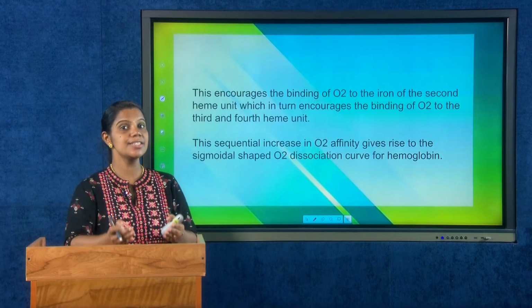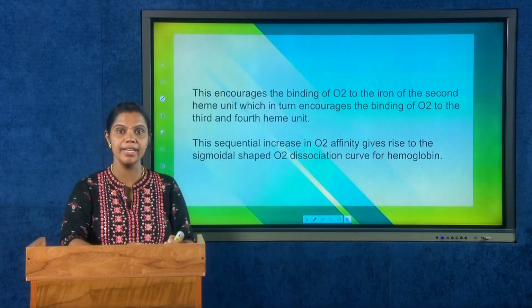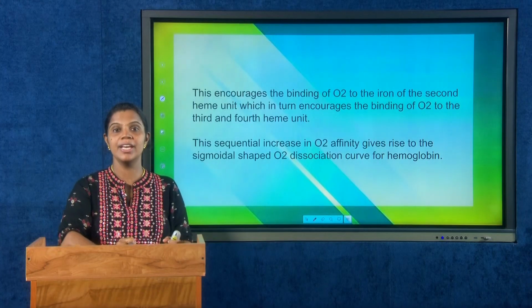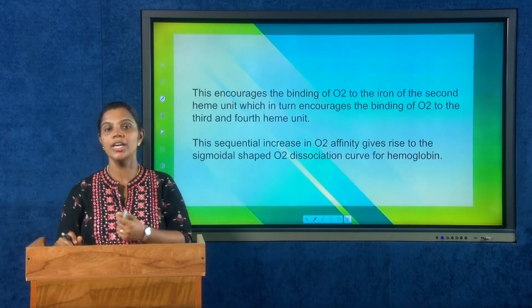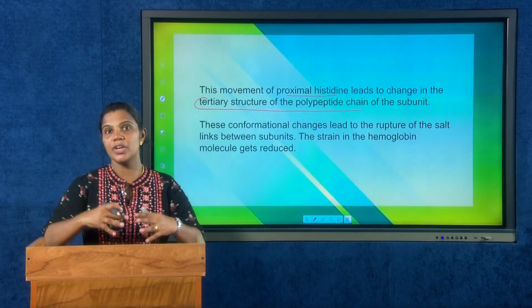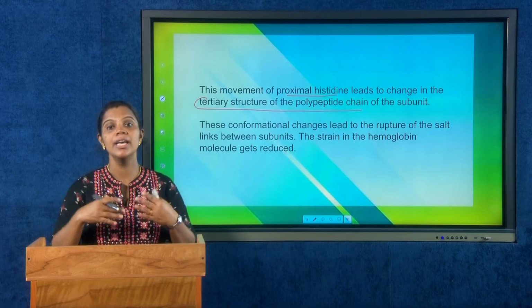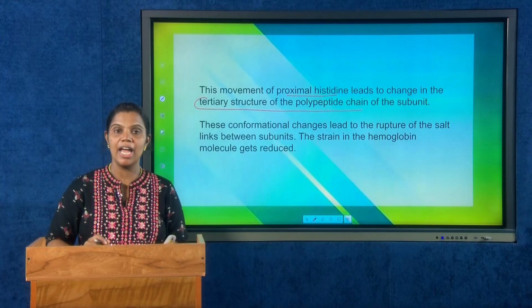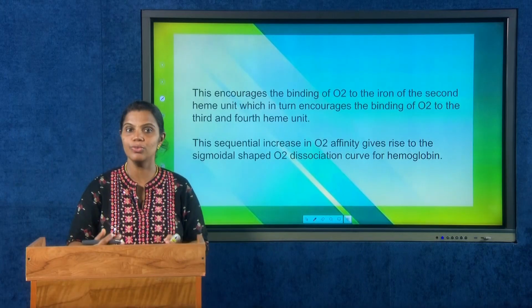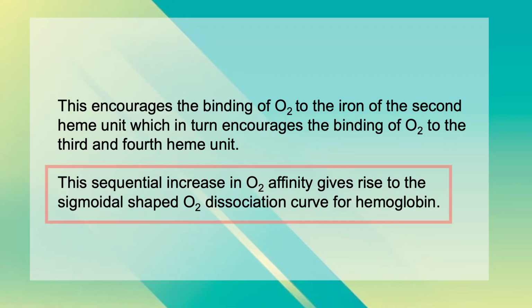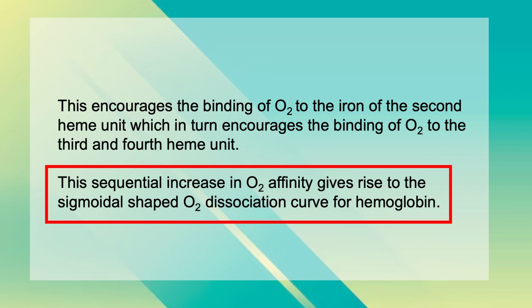This encourages the binding of oxygen to the iron of the second heme unit, which in turn encourages the binding of oxygen to the third and then to the fourth heme unit. Or, the strain of the hemoglobin is reduced by the rupture of the salt linkages, and it will encourage the binding of oxygen molecules further. This sequential increase of oxygen affinity gives rise to the sigmoidal shape of the oxygen dissociation curve in hemoglobin.